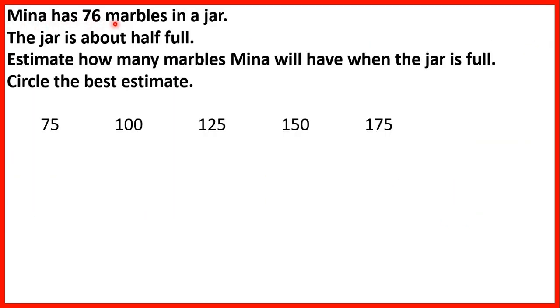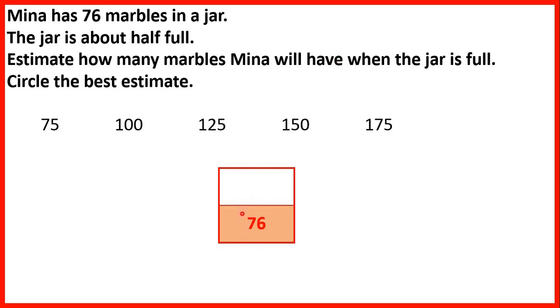Mina has 76 marbles in a jar. The jar is about half full. Estimate how many marbles Mina will have when the jar is full. Circle the best estimate. So Mina has a jar, but the jar is only half full. And in the half full jar, Mina has 76 marbles. But we want to know or to estimate how many marbles she will have when the jar is full.